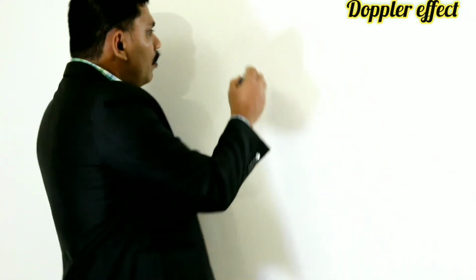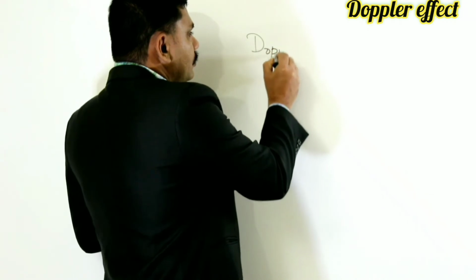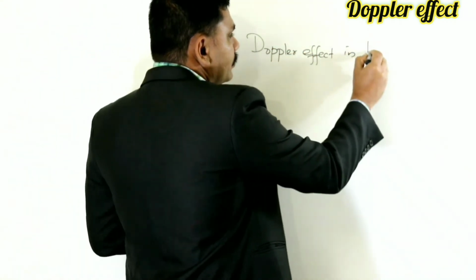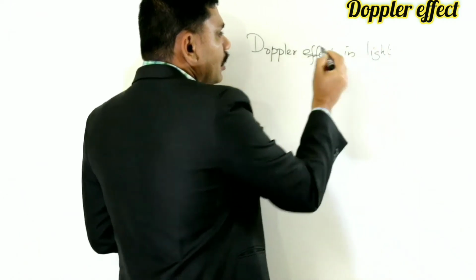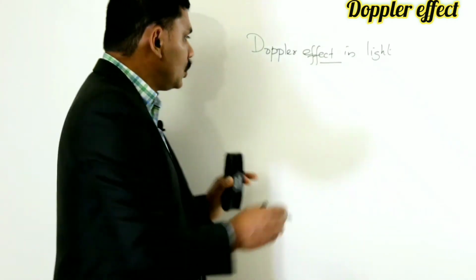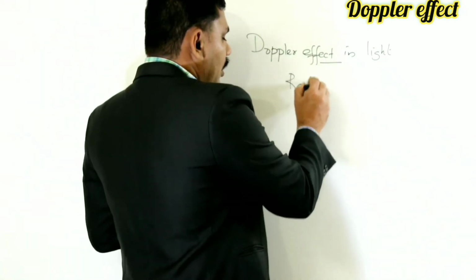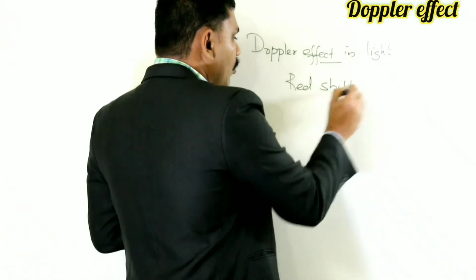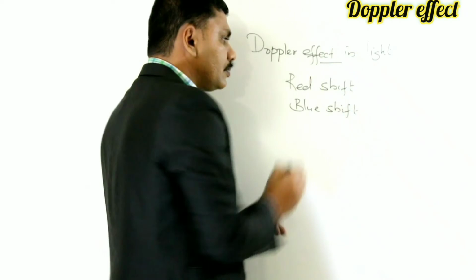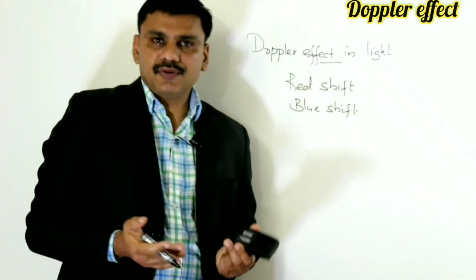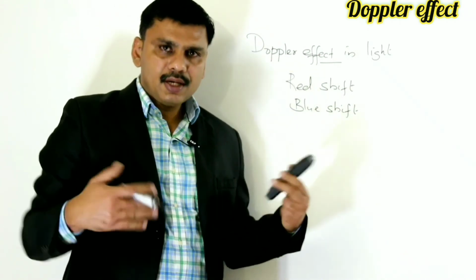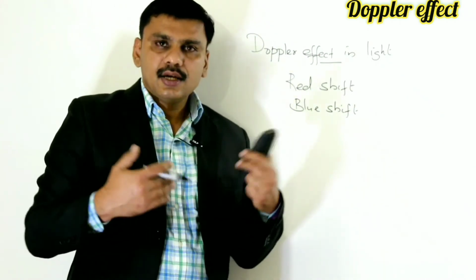Next topic is the Doppler effect in light. In the Doppler effect in light, there are 2 phenomena: redshift and blueshift. It is related to the Doppler effect in light. What does redshift mean and what is blueshift?